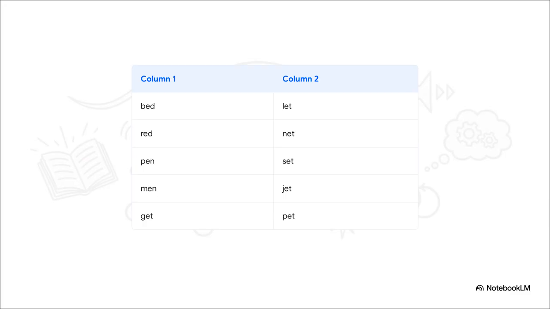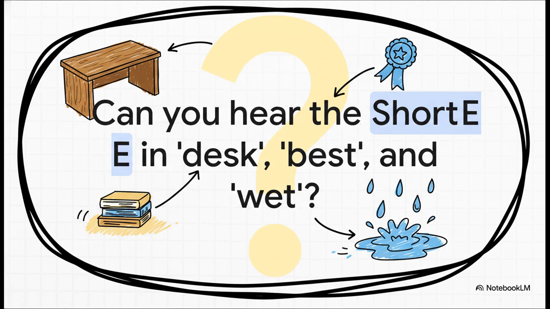And this is where it gets really cool. You can see that pattern in action right here. Just listen to these. Bed, red, pen, men. You hear that? In every single one, the E is followed by a consonant. That's our closed syllable rule doing its thing, creating that short eh sound. It's super consistent. Okay, so what about these? Desk, best, wet. Can you hear that same sound? Of course you can, yes. Every single one follows our closed syllable rule to a T. That E is totally closed in by consonants, and that's what gives us that short eh sound.